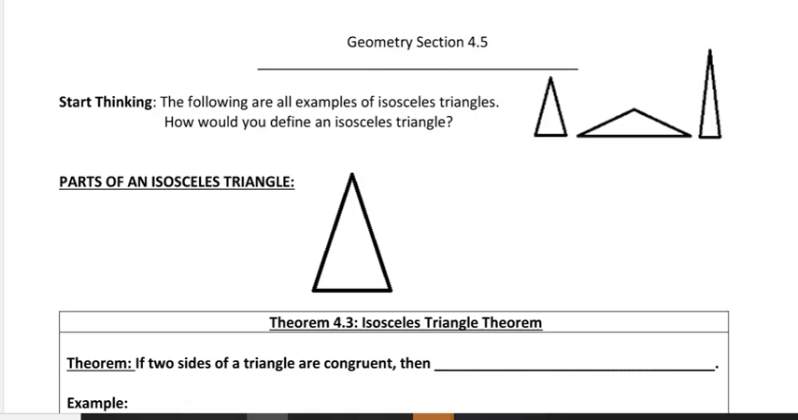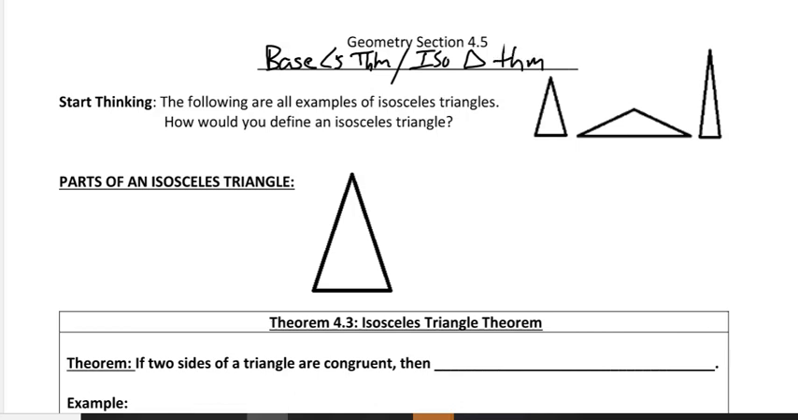All right, welcome back. As you know, we did 4.6 before we did 4.5 because I wanted to finish up all the different possible ways to prove triangles were congruent before we moved on. What we are doing today is something called the isosceles triangle theorem, also known as the base angles theorem, sometimes called the isosceles triangle theorem.